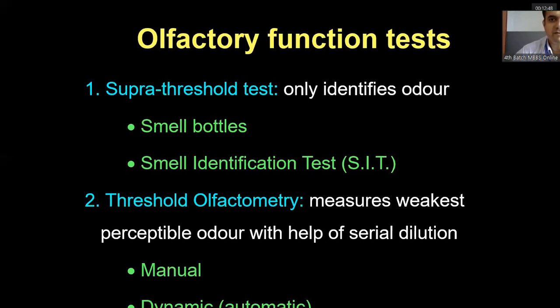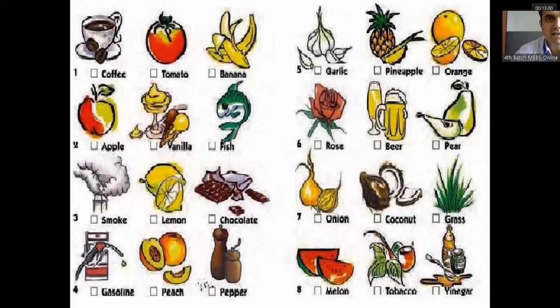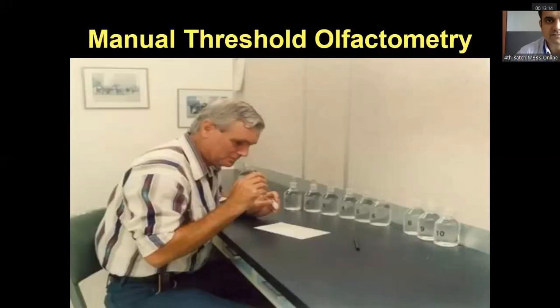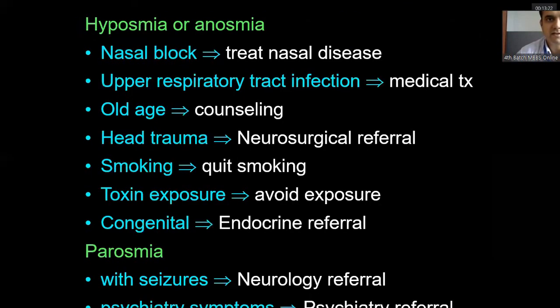And then there are different olfactory function tests. There are many cards like this, and the patient is asked to smell and then to scratch here. There are different methods, and the patient is given a box to identify smells and then asked to tick the answers on the charts. This is a manual threshold olfactometry, and this is a dynamic threshold olfactometry.